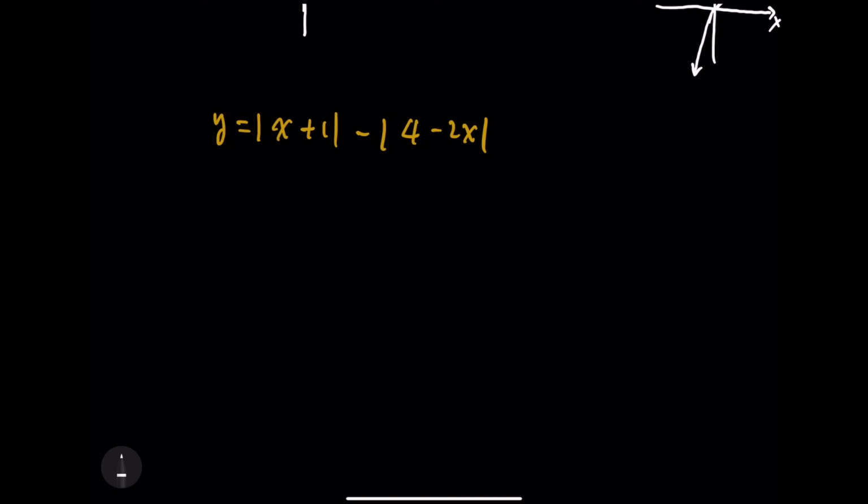So this question has two absolute values. So it's going to be more complicated. So I'm still going to change to piecewise functions. And the two absolute values will give you 3 pieces. What are the 3 pieces?